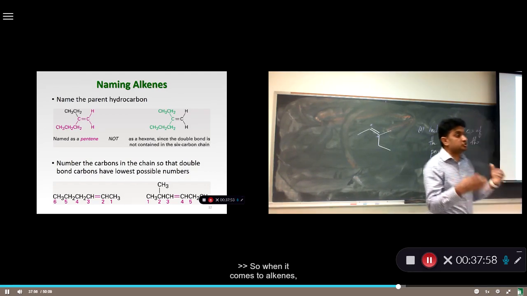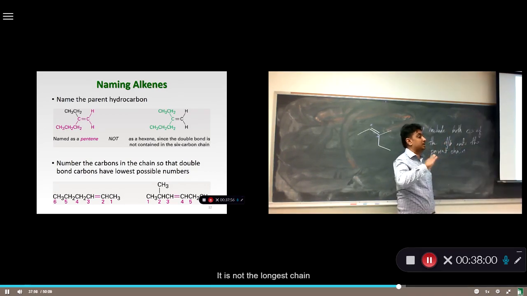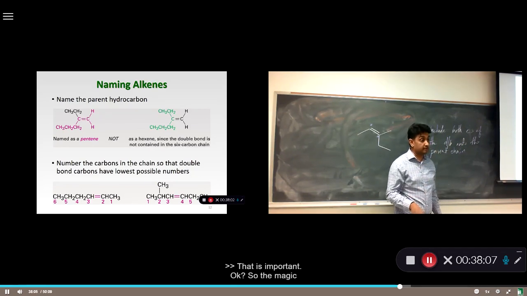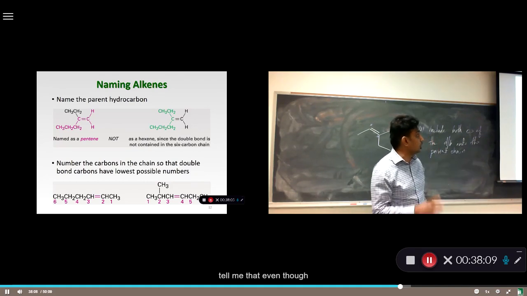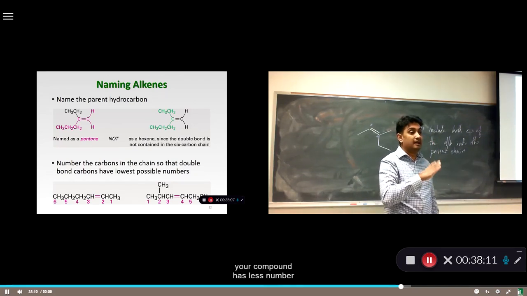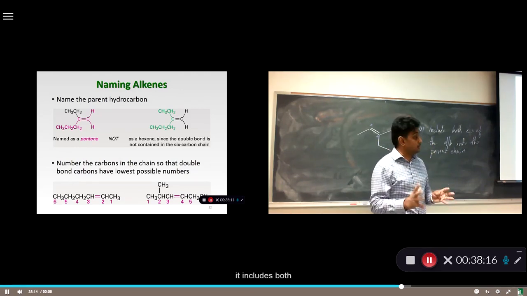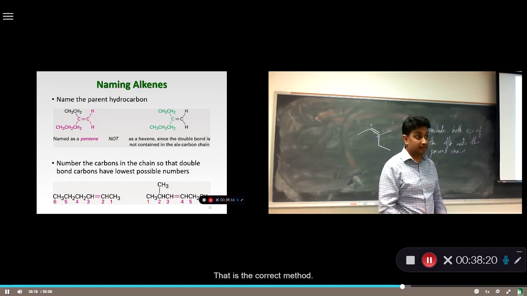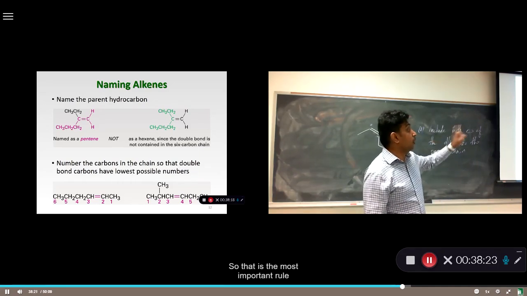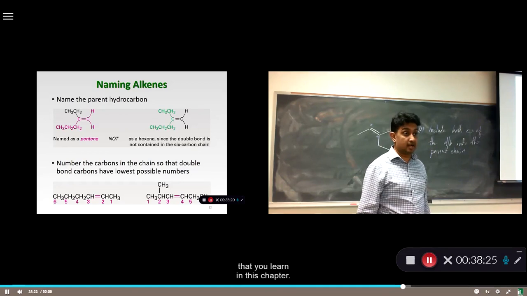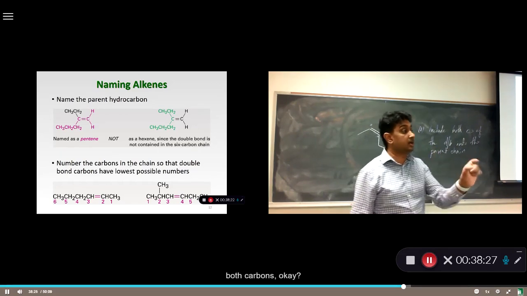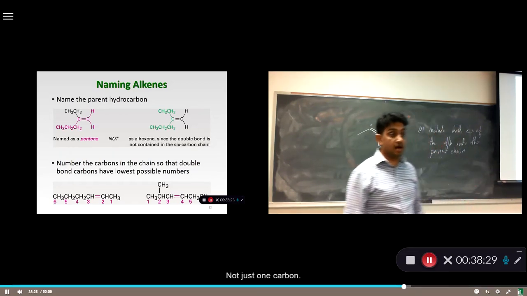So when it comes to alkenes, it is not the longest chain that is most important. It is including both carbons of the carbon-carbon double bond that is important. Okay? So in the magenta method, even though your compound has fewer carbons in the parent chain, it includes both double bonded carbons, right? So that is the correct method. That is the most important rule that you will learn in this chapter. Okay, in this chapter, include both carbons. Okay, not just one carbon.